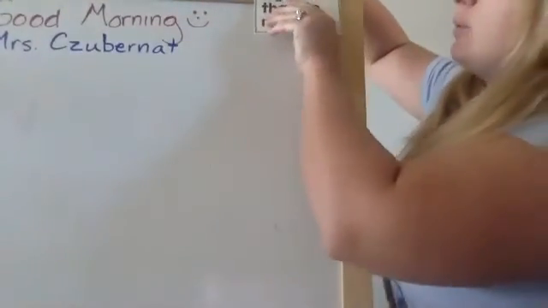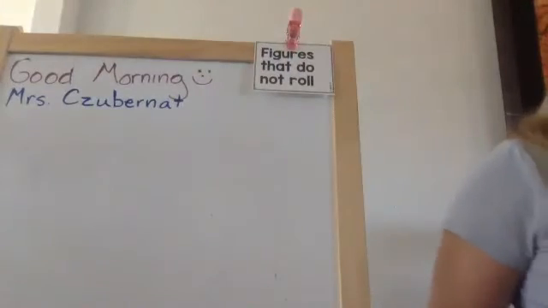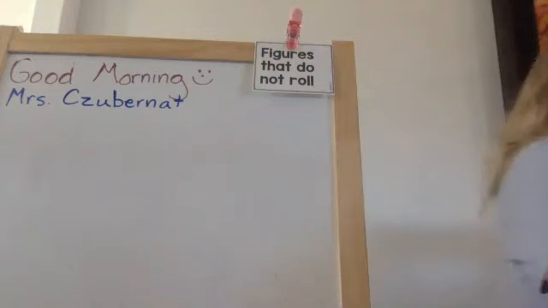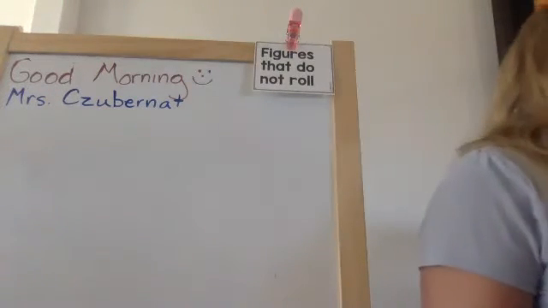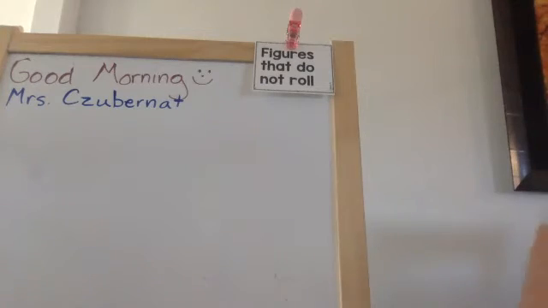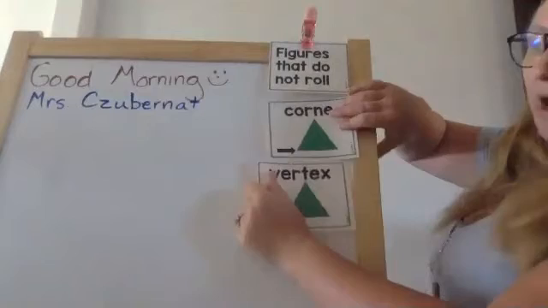Figures that don't roll. Cube. Rectangular prism. Square. They don't roll. You're right. Rectangle. And notice that all of those have a triangle as well.